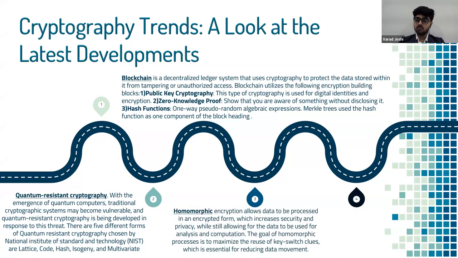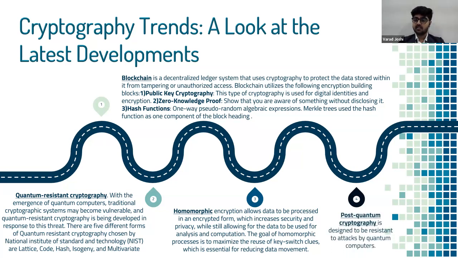Now let's talk about homomorphic encryption. In homomorphic encryption, the data can be processed in an encrypted form only, and at the time of the result, it decrypts and gives the result to the users. This is currently the most used cryptographic method in today's world.